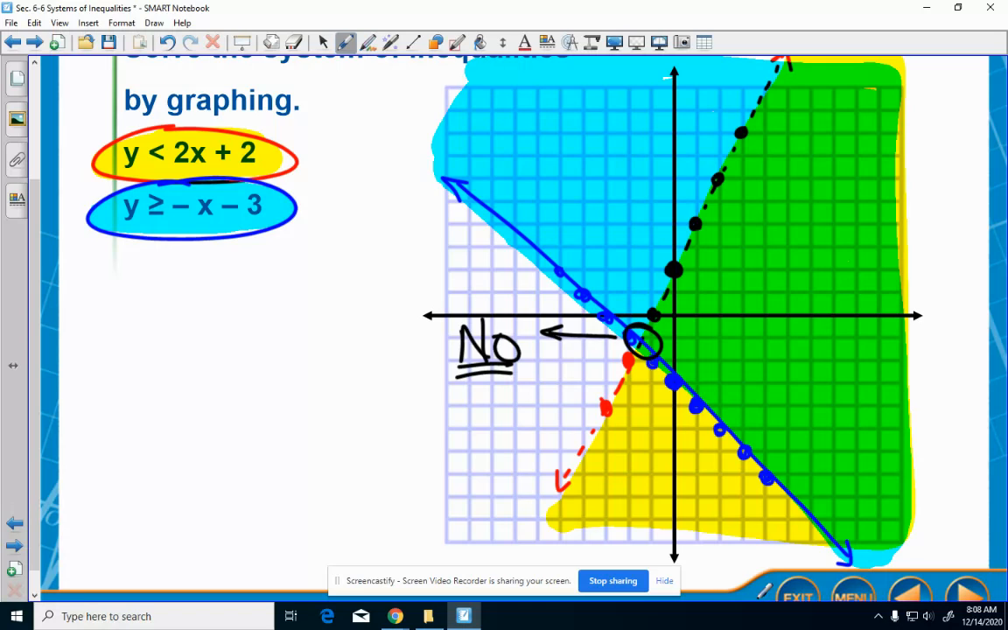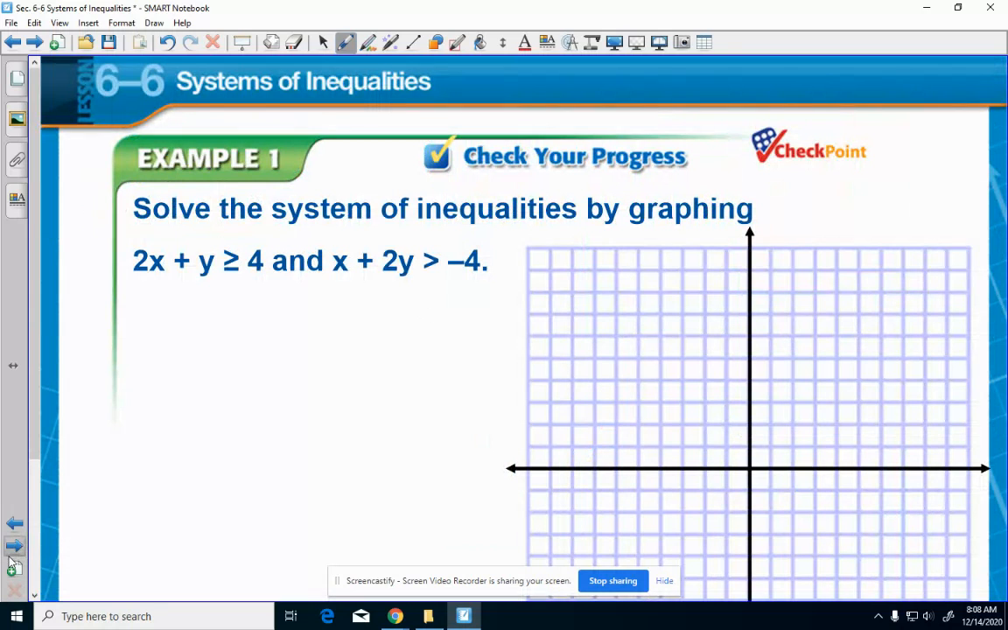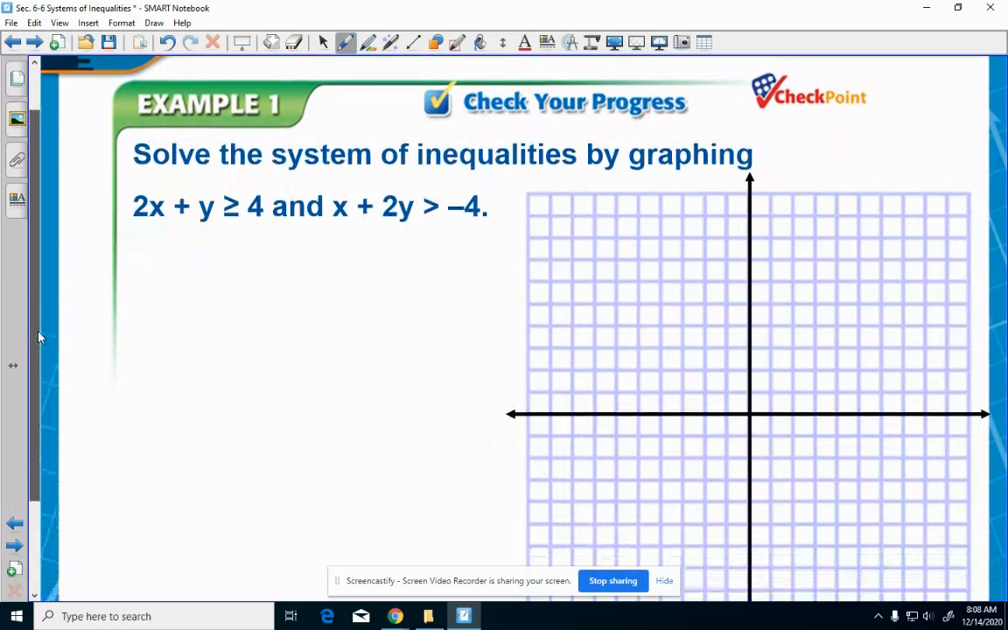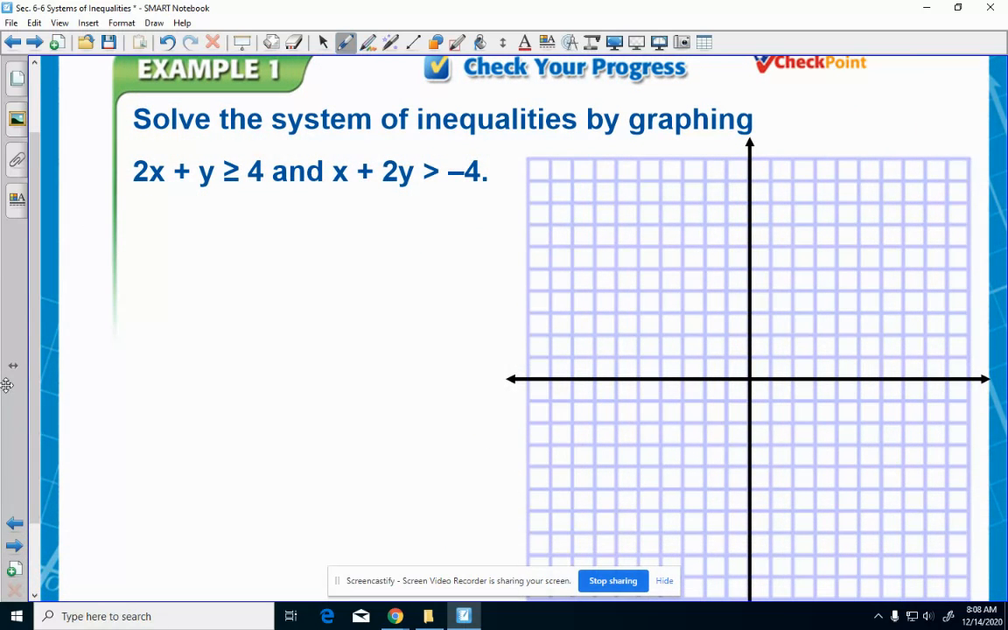So what's shaded in yellow is a solution to the first, but not the second. What's shaded in blue is a solution to the second, but not the first. The stuff that is in green is a solution to both, and the stuff that's in white obviously is not a solution to anything.